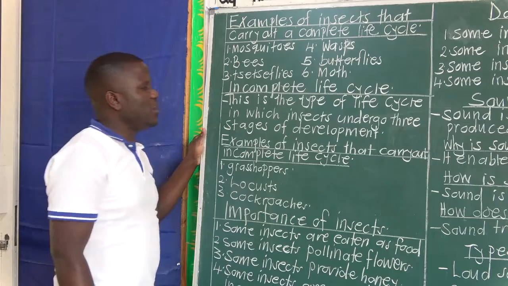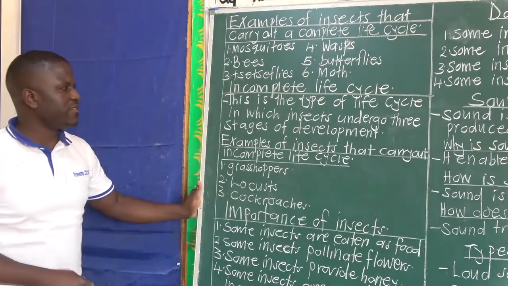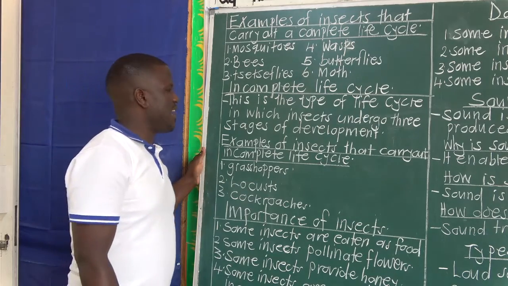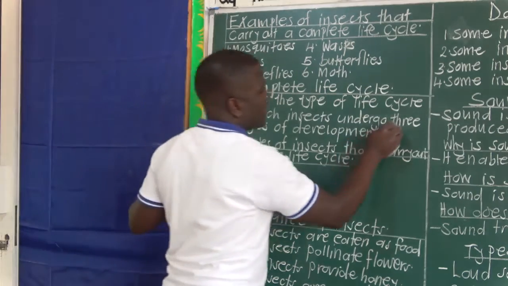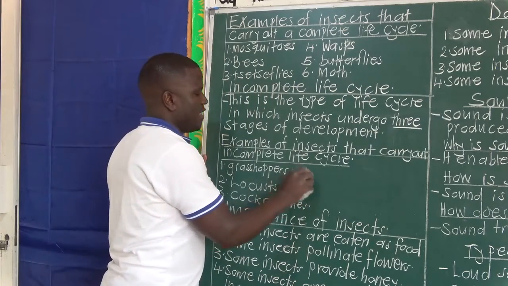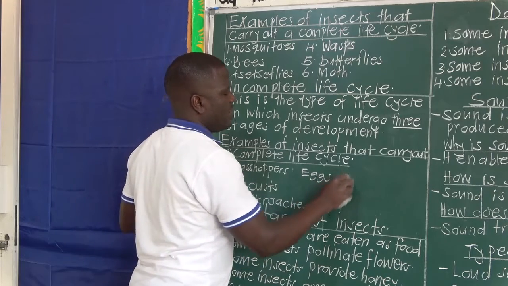Then we have incomplete life cycle. This is the second type of life cycle. It is the type of life cycle in which insects undergo 3 stages of development. So here, insects carry out 3 stages of development. The first stage is eggs. Then the second stage is nymph.